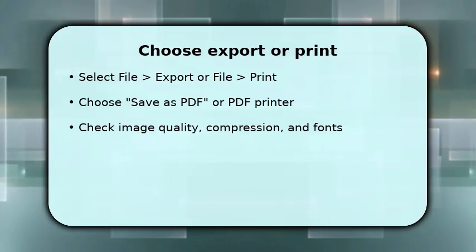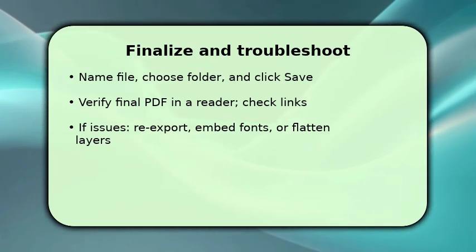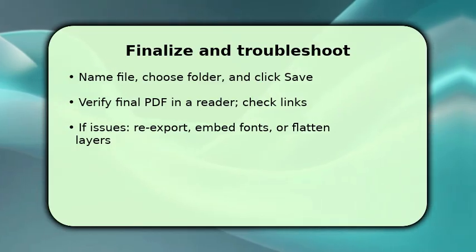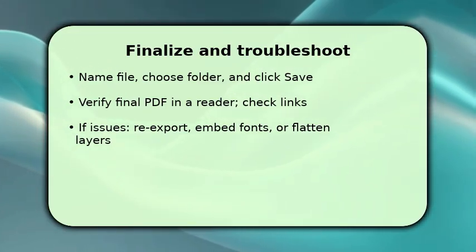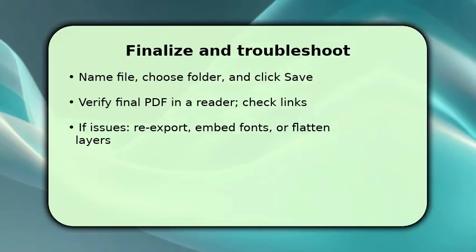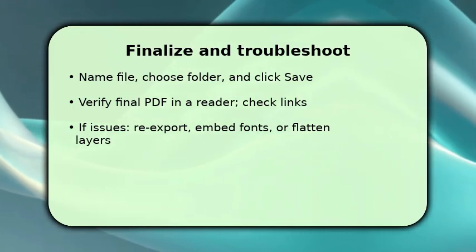Finally, name the PDF, choose the destination folder, and click Save. Open the resulting PDF in a reader to verify layout, links, and searchability. If text looks off or images are missing, re-export with fonts embedded and higher image quality, or flatten layers to prevent transparency problems. If links don't work, recheck export settings that preserve hyperlinks.